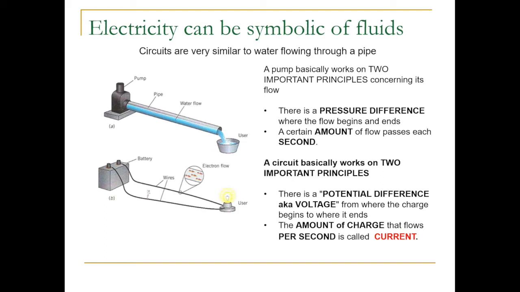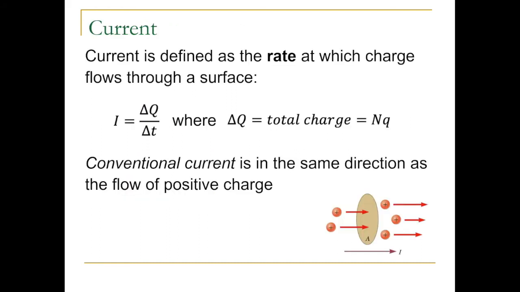In the same regard, when we do that with an electric circuit, we can measure the amount of charge that passes by a given point in a given amount of time, and that amount of charge per second is called the current. So current by definition is the rate at which an amount of charge flows by a given point on a wire. If you look at the bottom right, you see a diagram, and you can imagine that we've taken a wire and cut it straight across.